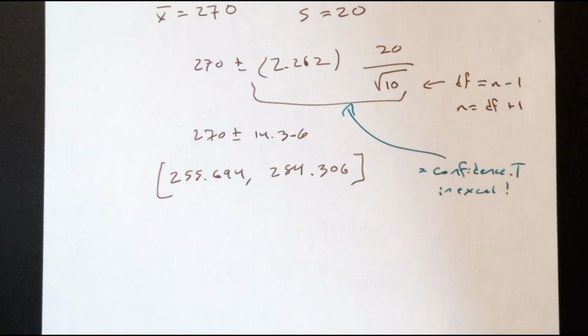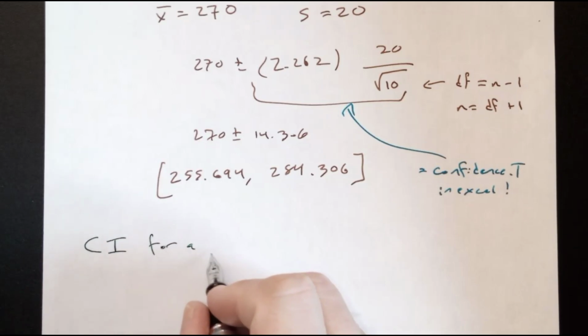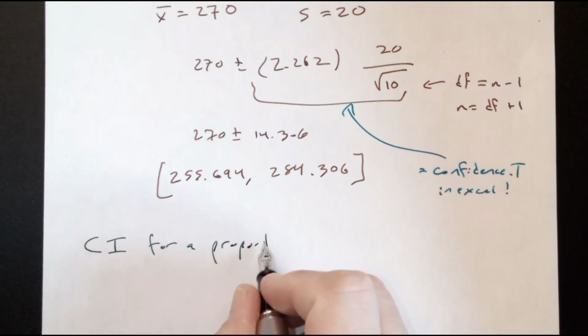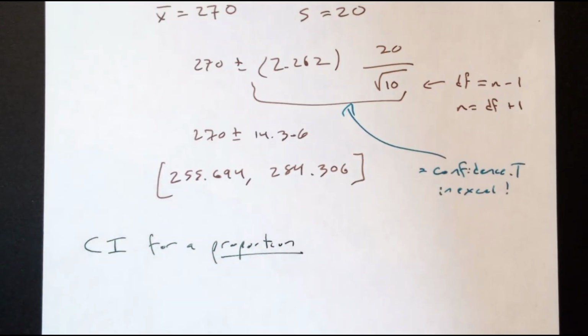But I don't always just measure averages. Routinely, I look at things like proportions. So I would go and I would gather some data and I would say 35% of people prefer soda X over soda Y.